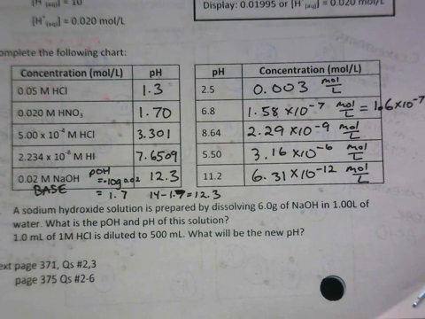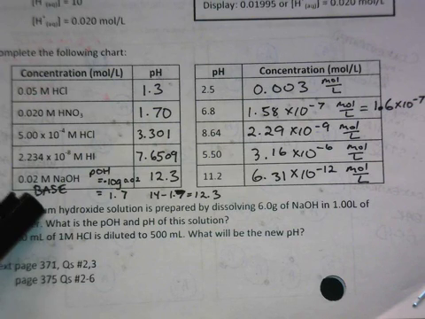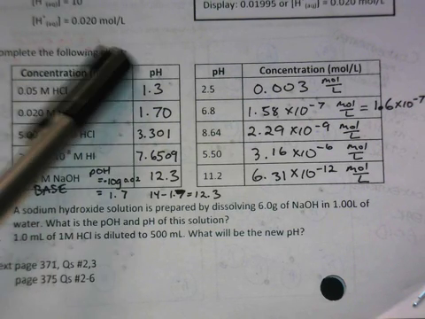So here are the answers. Fairly straightforward other than that last one. This last one is a trick because it tells you the concentration of a base, but asks you for pH.